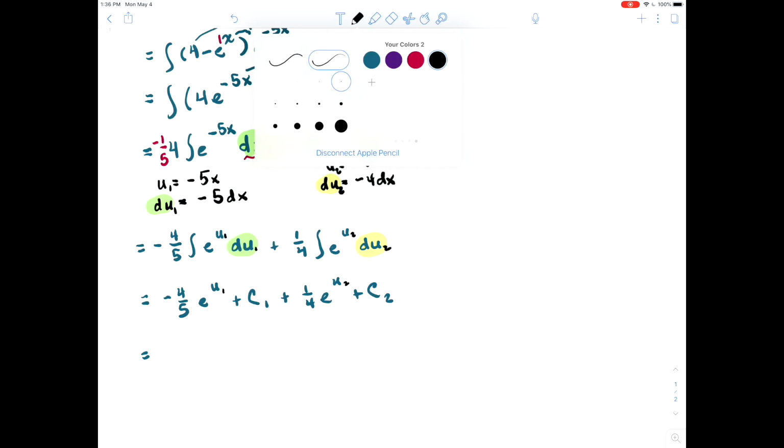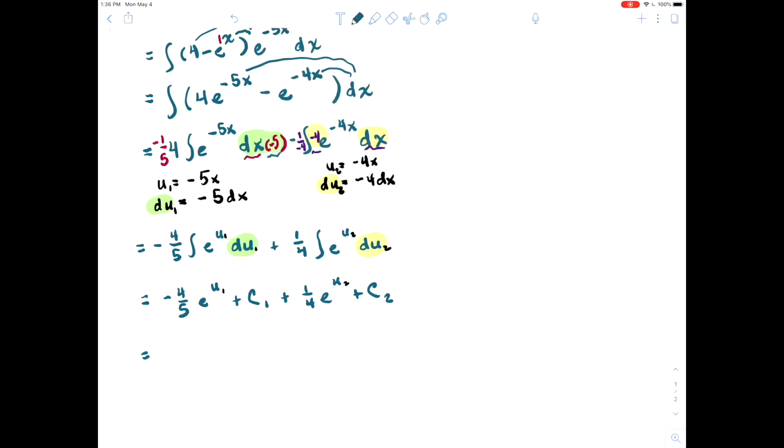Or you could have used a different variable. So what we're going to end up with is back substituting. We'll have negative 4/5 times e to the u1. Sorry about the dogs. So u1, remember, was negative 5x. And then we have plus 1/4 e to the u2. So u2 was our negative 4x plus a constant of integration. And we're done.